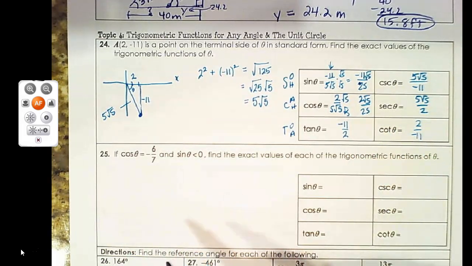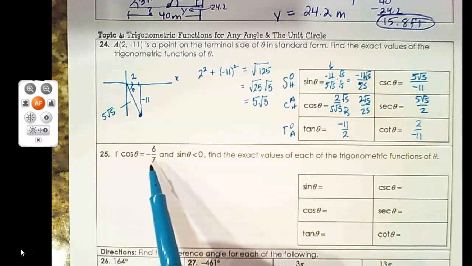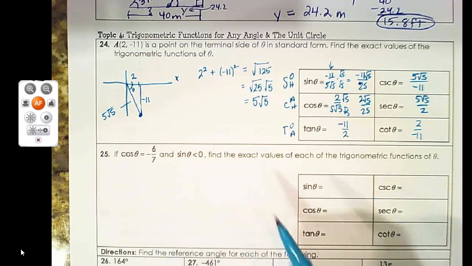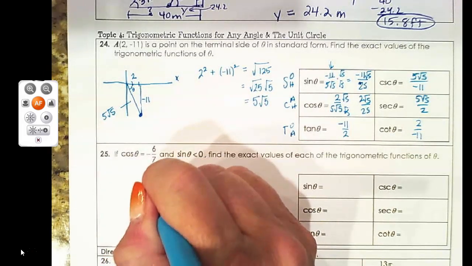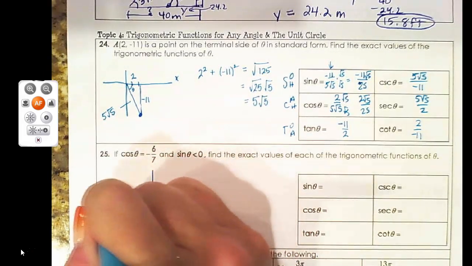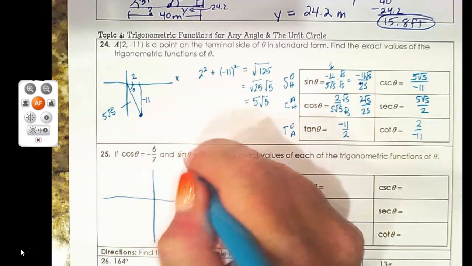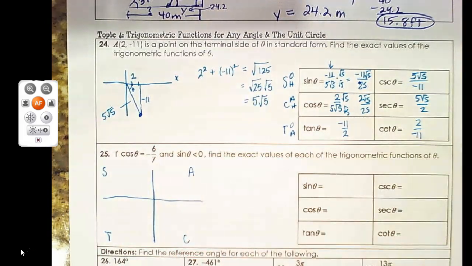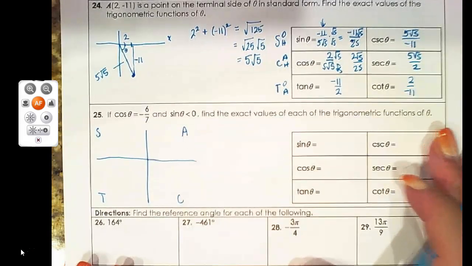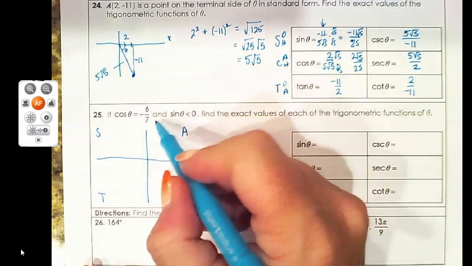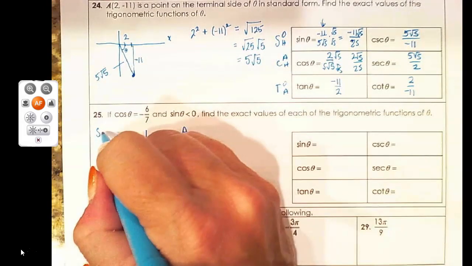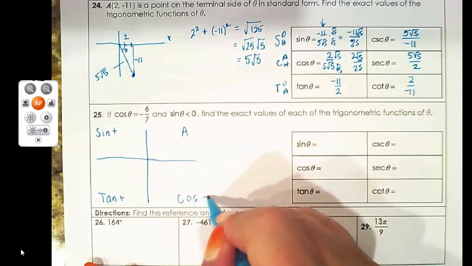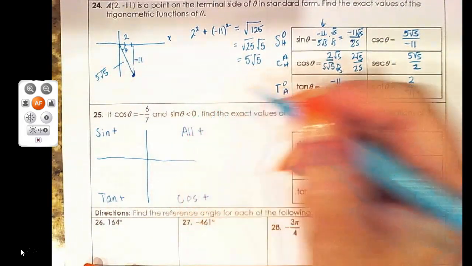In number 25, if cosine of theta is -6/7 and sine theta is less than 0, find the exact values. So here's where I have to figure out which quadrant it is in first. So here's where All Students Take Calculus comes in, and that's what tells us what is positive in each quadrant.